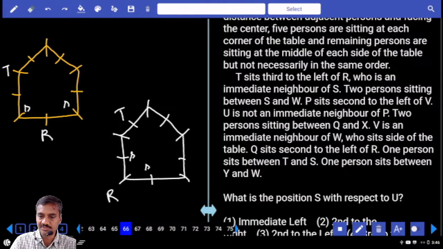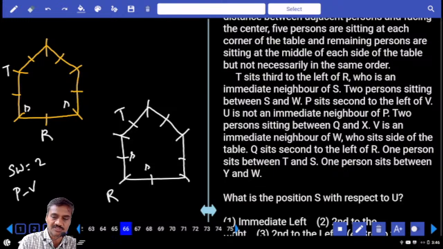R is an immediate neighbor. There are 2 persons between S and W. In between S and W, how many people are there? Exactly 2 people. And P sits second to the left of V. Now P is seated second to the left of V. And U is not an immediate neighbor of P. U and P cannot be adjacent.